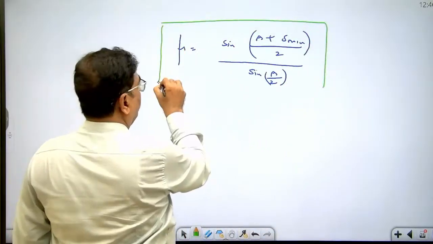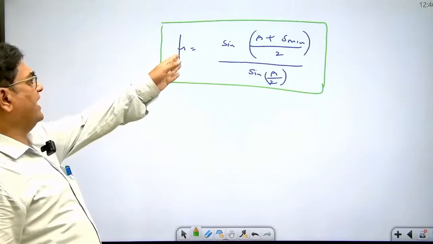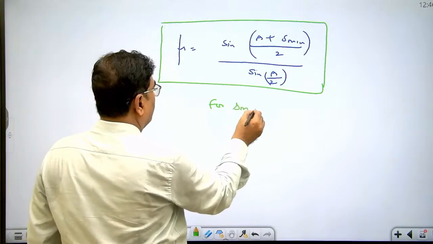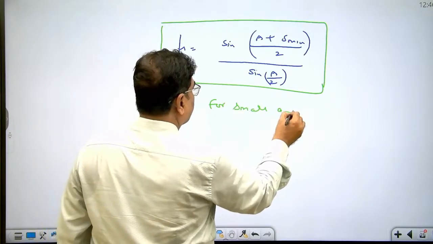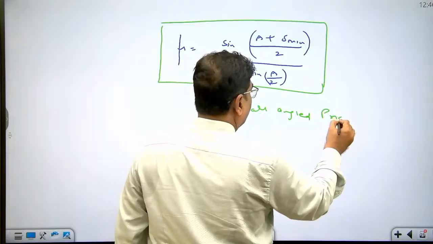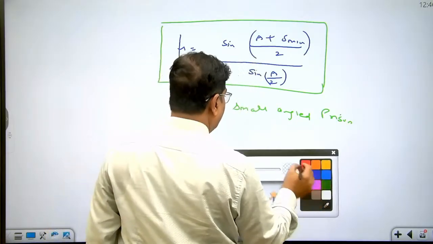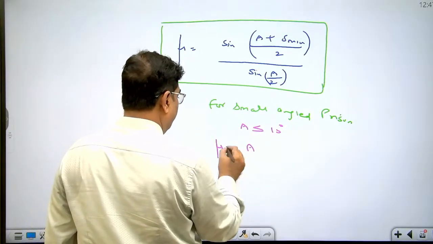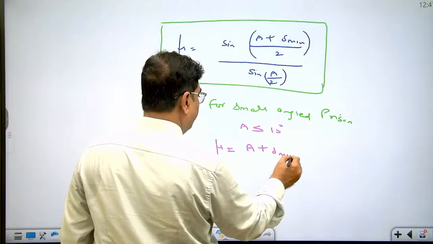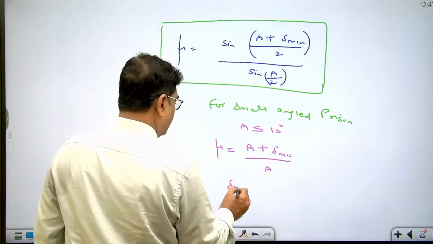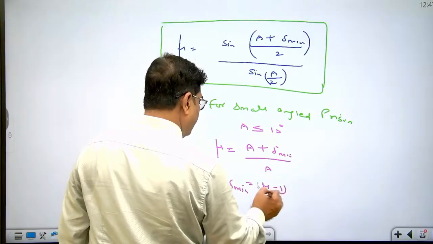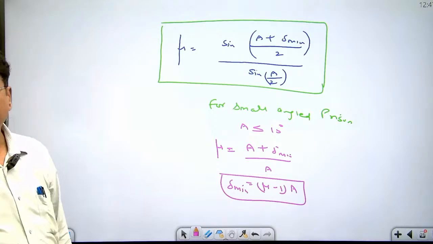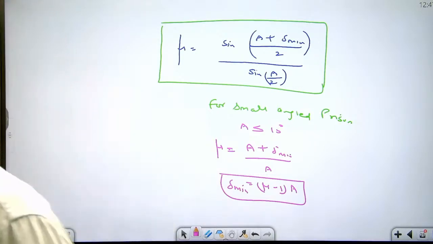This is the refractive index when the prism is kept in air. If the prism is kept in a medium, then write mu of prism with respect to medium. For a small angled prism, meaning prism angle less than or equal to 10 degrees, sin theta equals theta. So mu will become approximately (A plus delta minimum) divided by A, the 2 getting cancelled. So dear student, delta minimum equals (mu minus 1) into A. For a small angle prism, this minimum deviation is independent of the angle of incidence.